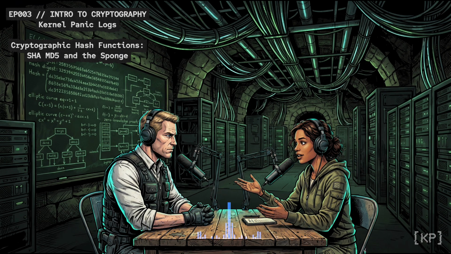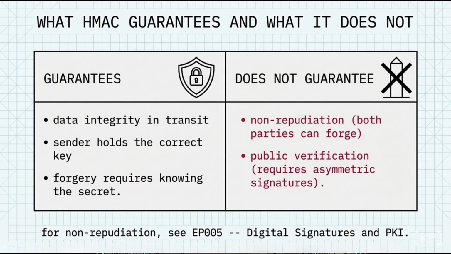That's incredibly elegant. It is, but it does have one fundamental limitation we need to acknowledge. HMAC relies entirely on a pre-shared symmetric key. Right. Both the sender and the receiver must possess the exact same secret. It proves the message came from someone holding the key, but it doesn't allow for public verification. Anyone who can verify an HMAC can also forge one because they possess the secret. Oh, I see. If you want true non-repudiation, where anyone can verify a signature but only one person can create it, you need asymmetric digital signatures, which we will dive into in the future.